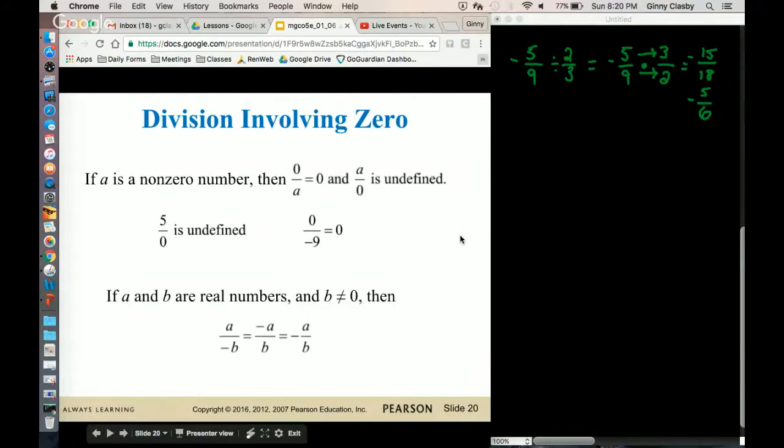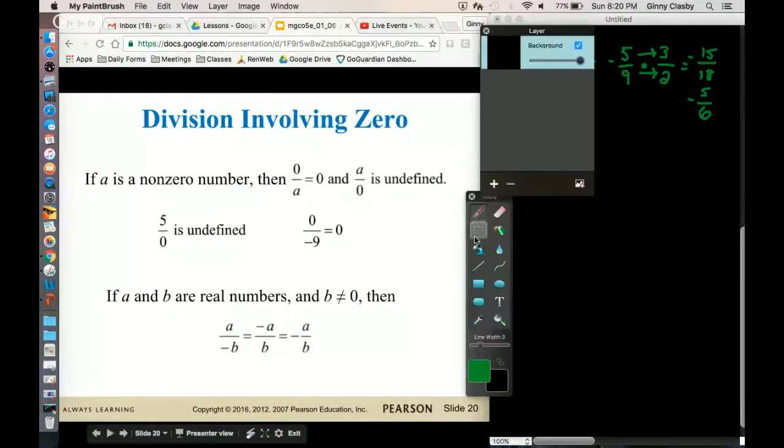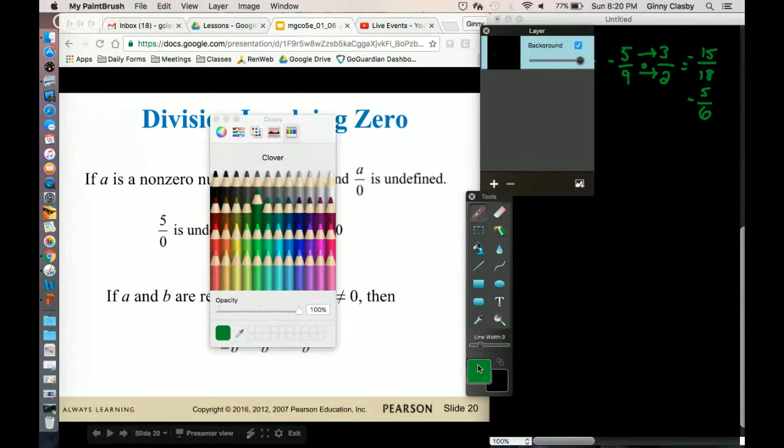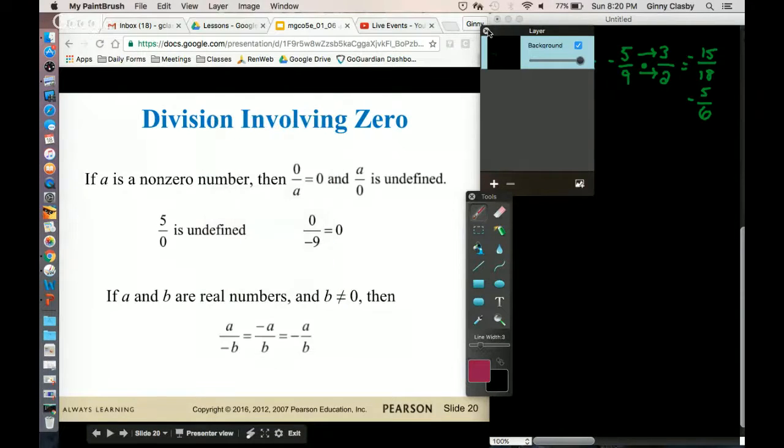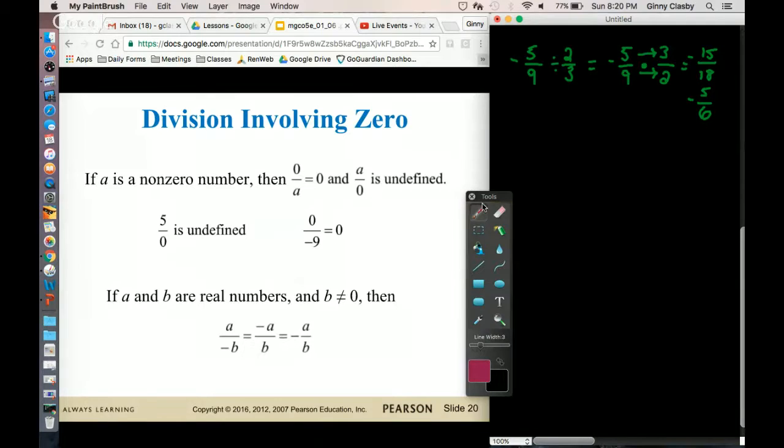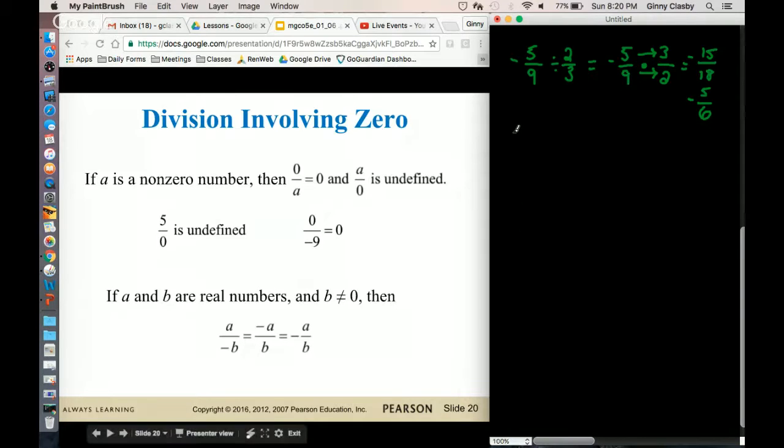All right, division involving 0. Write these rules down. Okay, write these rules down. You will see them again. You will keep seeing them, and you will save yourself a lot of time and effort if you remember them, because it will make your life so much easier to not have to do all of the work involved in some algebra problems when you see a 0 in either the top or the bottom.